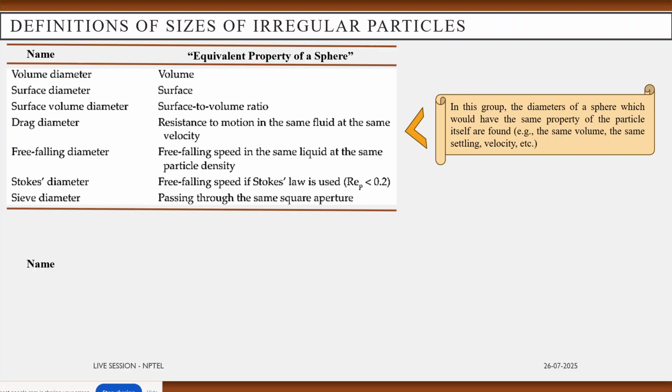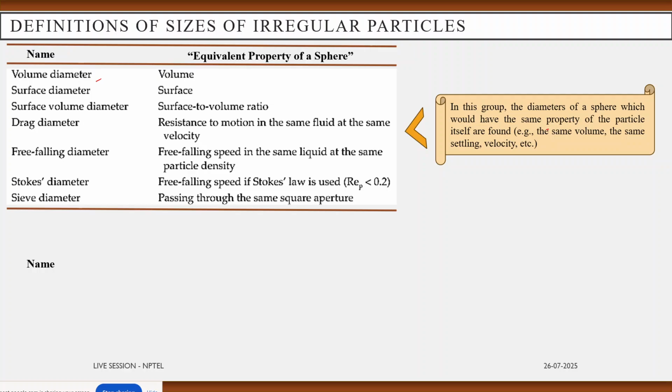So, at first, we will be discussing the equivalent property of a sphere. This system denotes the volume diameter and the surface diameter. These different equivalent properties of the diameter of a sphere are defined. So in this group, we are assuming that the diameters of a sphere, which would have the same property of the particle itself, are found.